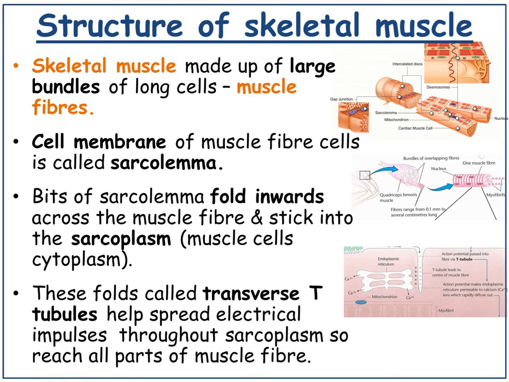So skeletal muscles are made up of large bundles of long cells called muscle fibres. So this here is a muscle fibre, and the cell membrane is called the sarcolemma. So the cell membrane of the muscle fibre is called the sarcolemma. And bits of the sarcolemma fold inwards, so you can see here, across the muscle fibre and stick into the sarcoplasm, which is the muscle cell cytoplasm.